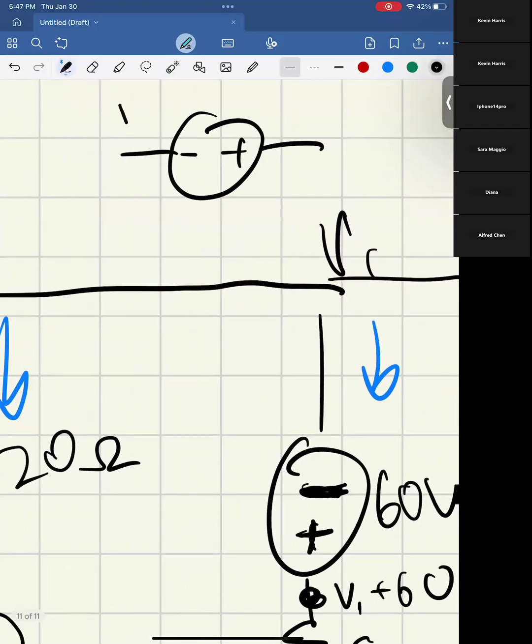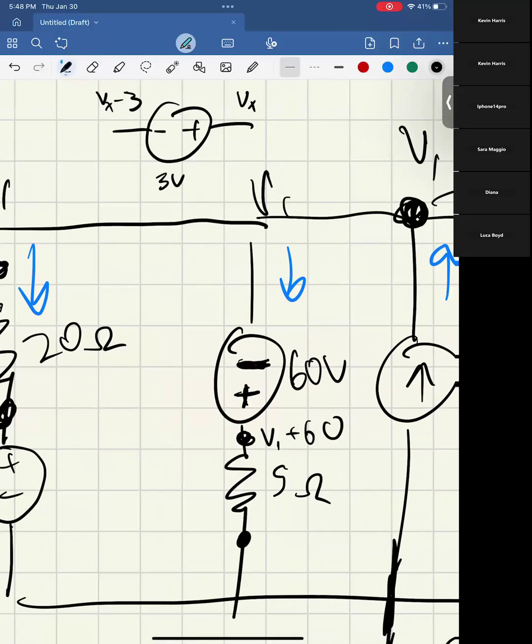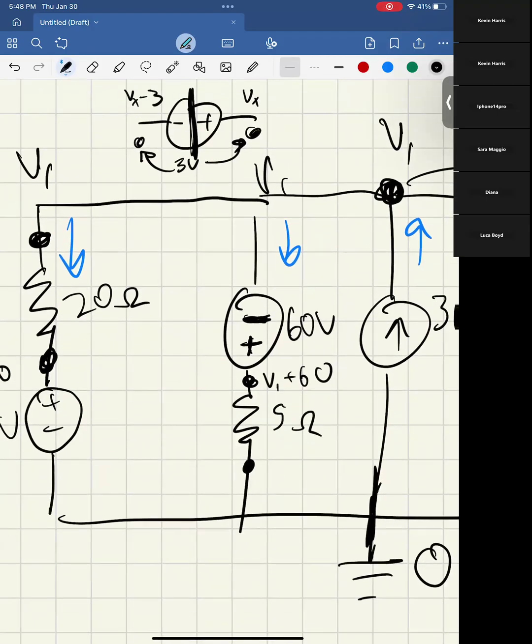if I have Vx here, and this is 3 volts, then over here I have Vx plus 3. You can also think of this as, on this side, if I have Vx, then over here I have Vx minus 3. You can think of it as a barrier between the two, and on one side you have this, on the other side you have this, separated by that 3 volts. Here we have V1, and this is a 60 volt source. So if we go from the minus side to the positive side, it has to go up 60 volts.